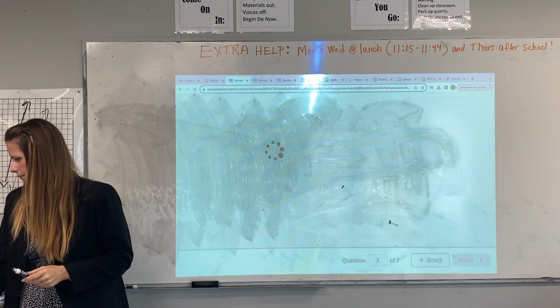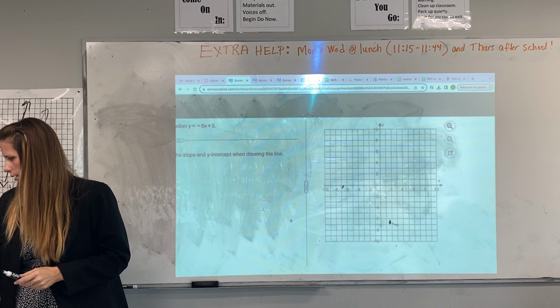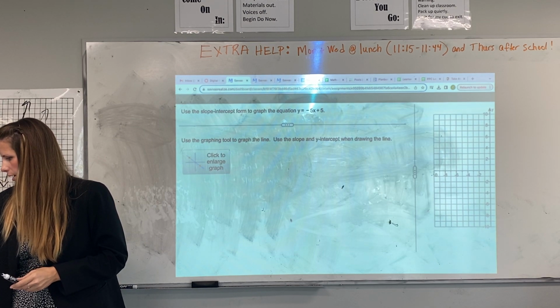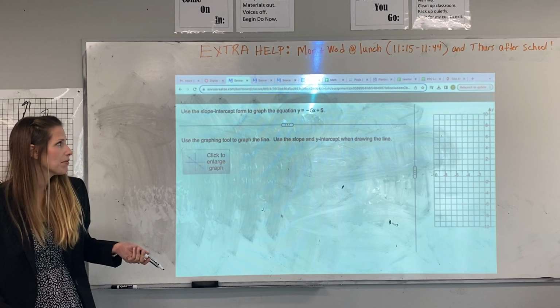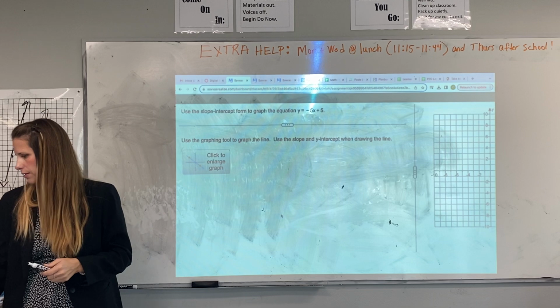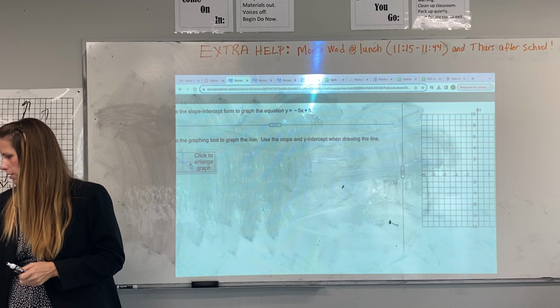How does it look like this first answer? This will be number 3. And it's just an exact same thing. Use slope-intercept form to graph this equation. Okay? So I'll get my graph.